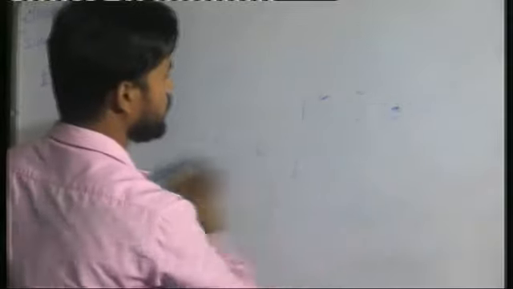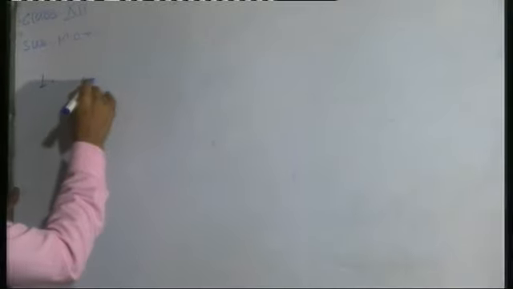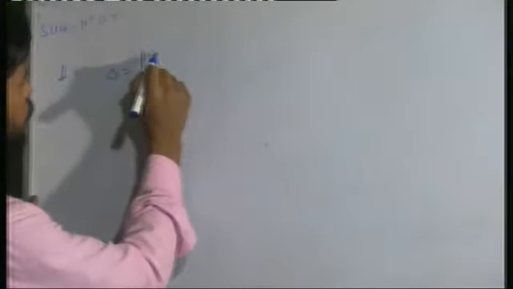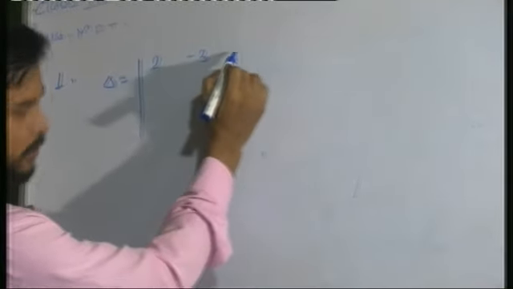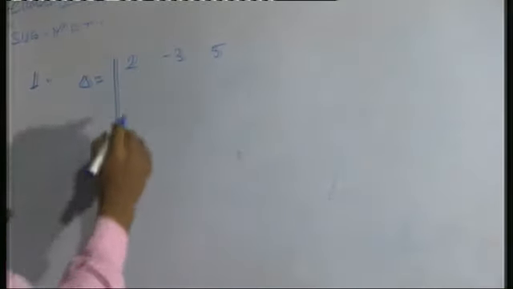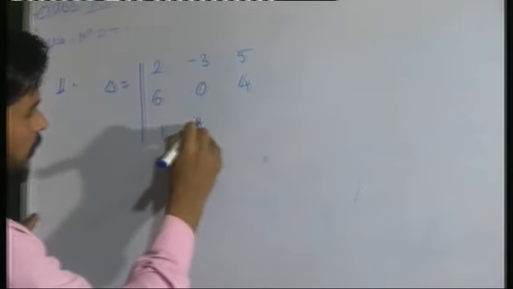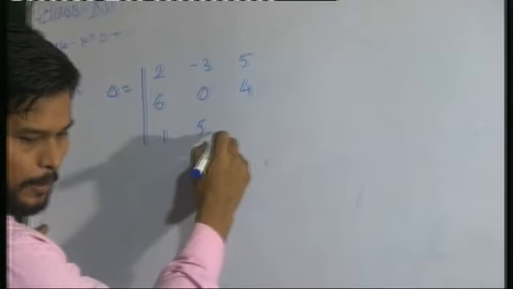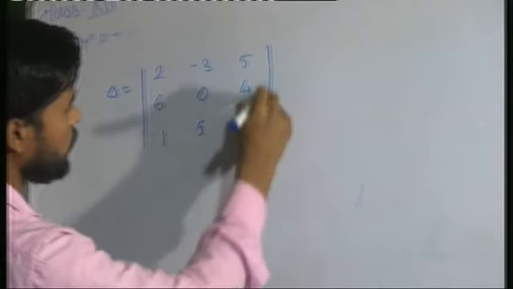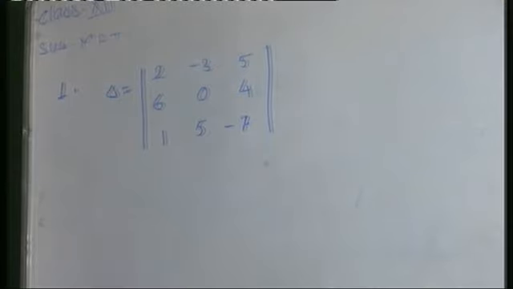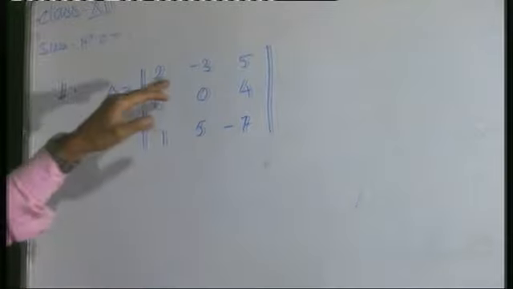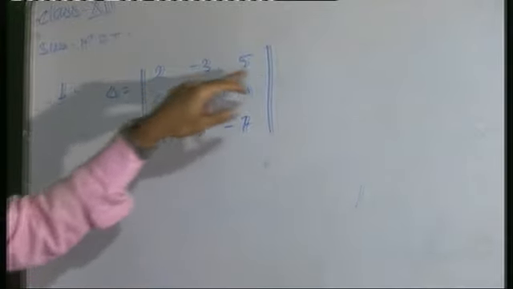Let us choose a determinant. Suppose 2, minus 3, 5, 6, 0, 4, 1, 5, minus 7. So this is a determinant of order 3. Now expand the determinant. Suppose I am expanding the determinant along the first row.